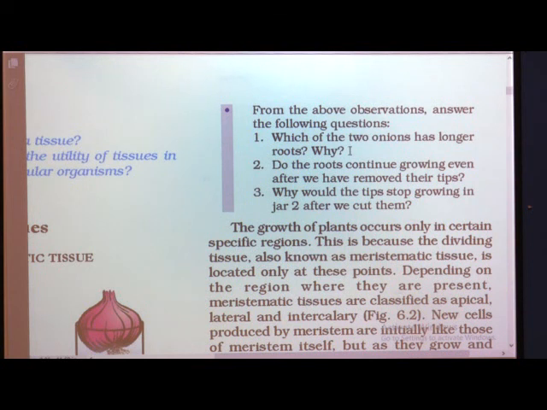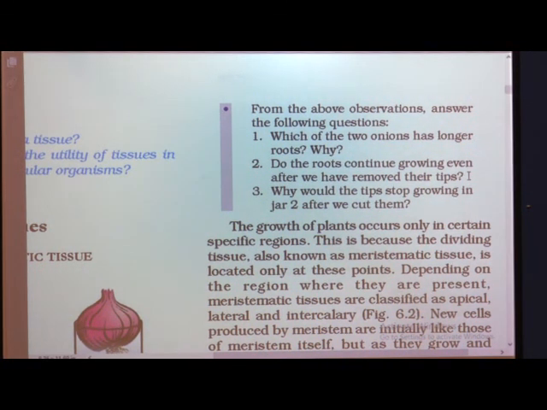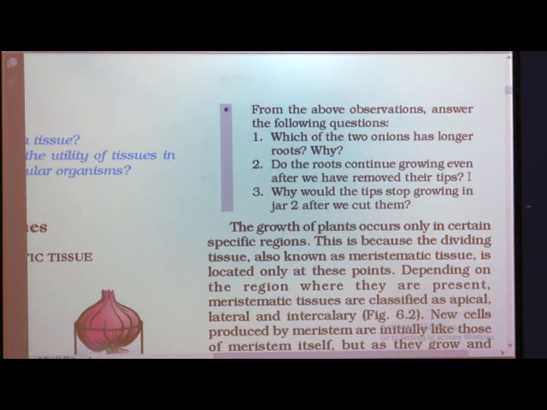When we cut the root tips, we cut some important material from them, and due to that roots do not grow in jar 2. The second question is, do the roots continue growing even after we have removed their tips? No. If we remove the tips of the roots, they do not continue growing. That is why in jar 2 we find on day 4 and day 5 the same length of roots as seen on day 3. But in jar 1 root tips have not been removed, so there is a continuous increase in the length of roots.